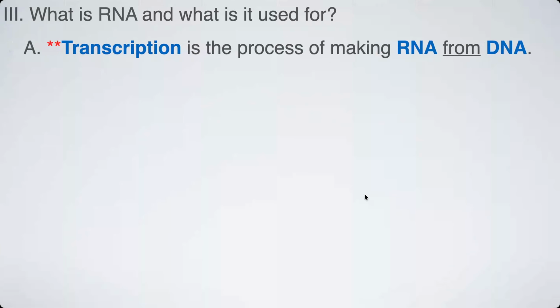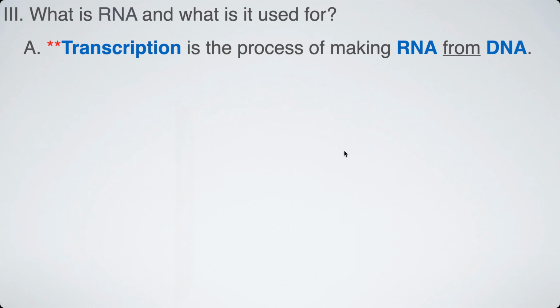So first things first, right? We have replication, which we talked about in the previous lesson. Transcription is used to make RNA from DNA. Replication is making a copy of your DNA. Transcription is using your DNA to make RNA. And you might think to yourself, why would you want to make RNA?